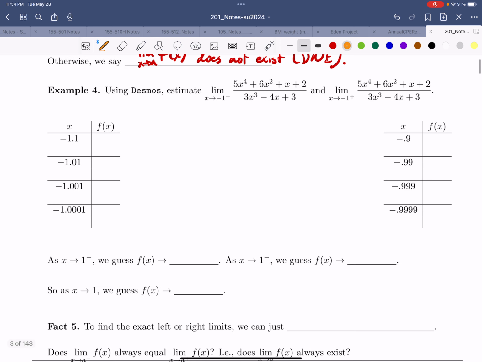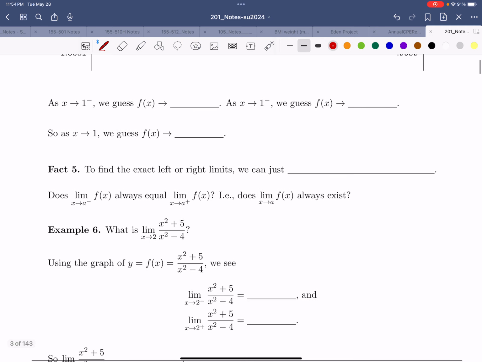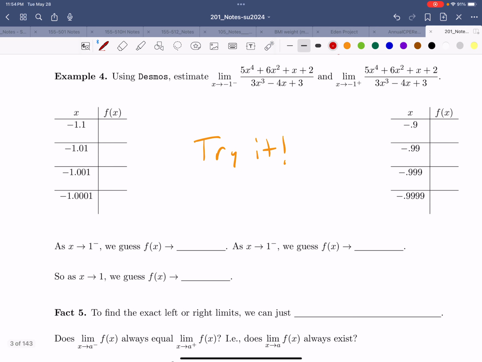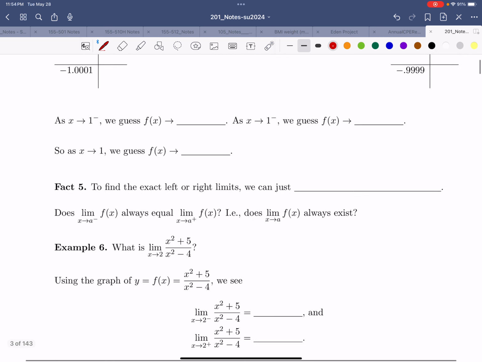So I'll leave this one to you to try. Now, one thing that you'll see when you try that, I recommend pausing the video, trying example 4. Again, I strongly recommend downloading Desmos or going to www.desmos.com. It's free. I think you might need to give them an email address. That's about it.